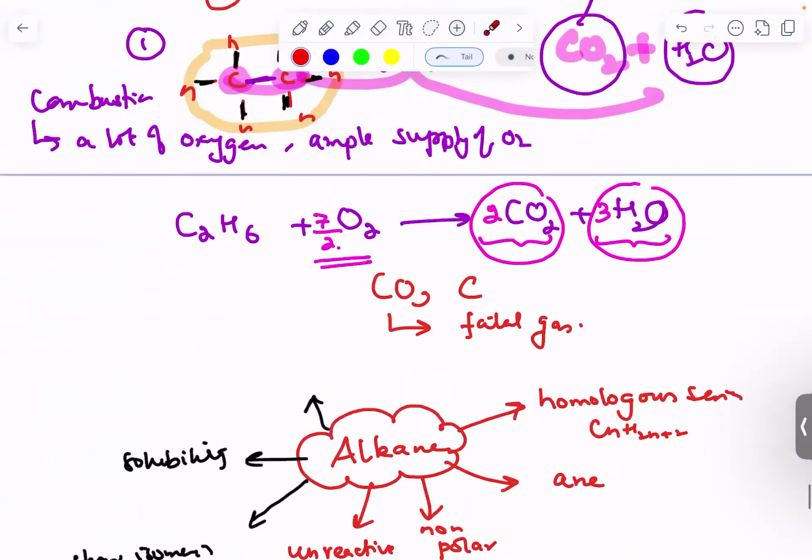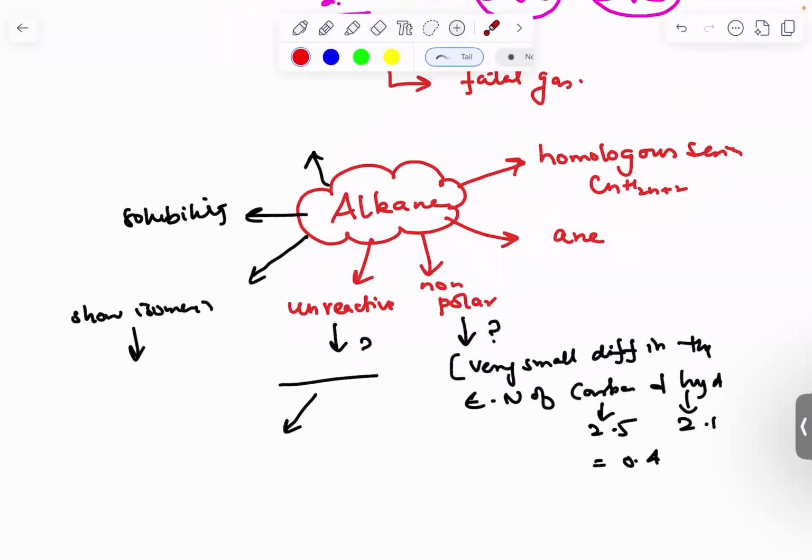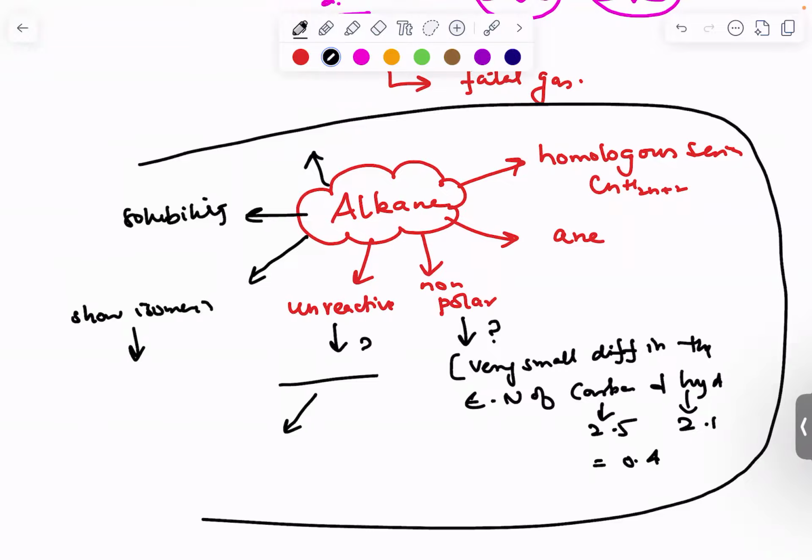May I expect a very detailed concept map, because organic chemistry is the most important part of chemistry, right? So I do want you to have a very clear idea about all the classes of compounds. May I expect a very detailed concept map like this from you as homework? Yeah, that's fine. All right, very well done.